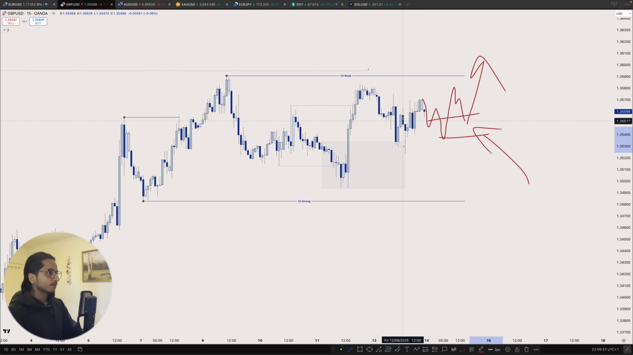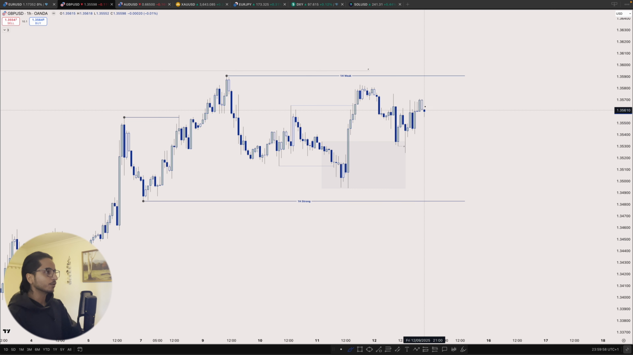Fully expecting that, okay? We don't have any unmitigated demand over there at this point, so I'm just gonna be waiting for a nice strong move created by a sell side liquidity sweep. Doesn't matter, right? I want to see unmitigated demand over there for me to capitalize on the buys, nothing else. I'm not gonna be thinking sells at all.